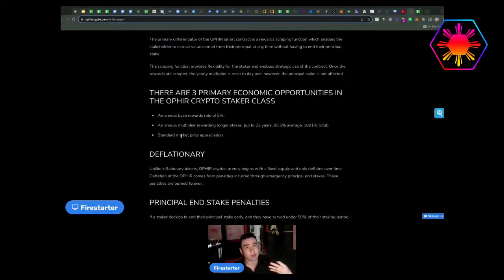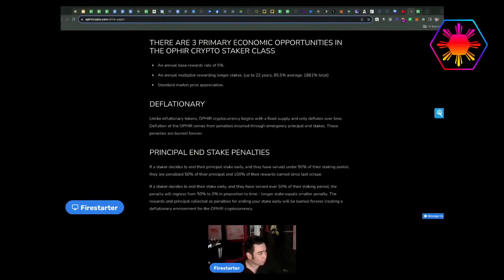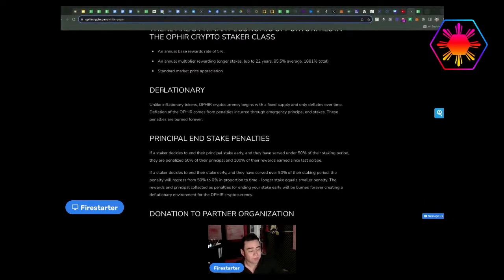And then the third way that you can gain value is through standard market appreciation. Because remember, this interest that you're receiving is in Ophir. This is not in fiat value. Iba pa yun, yung value ng actual token ng Ophir crypto on the market. Supply and demand in the market will determine that. And of course, we're all hoping and we're all optimistic that the value of Ophir is actually going to go up. So that's the third economic opportunity, or the third way that someone can gain value through Ophir crypto. Note that it's deflationary.